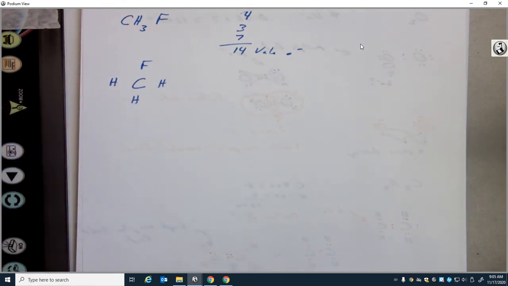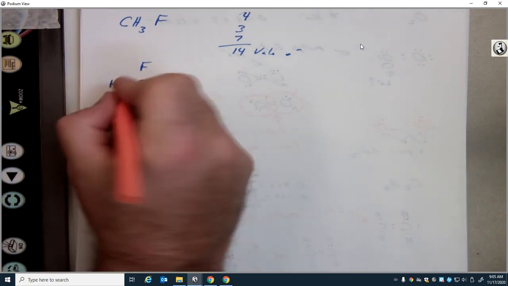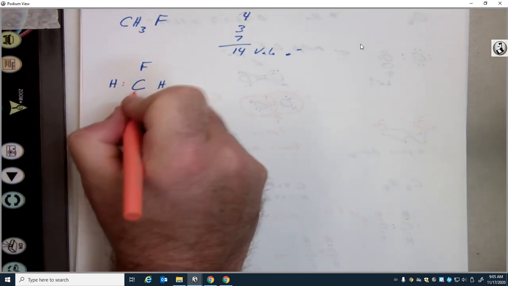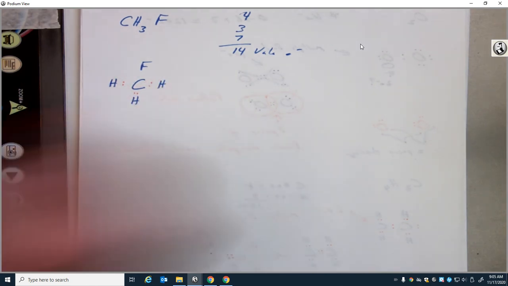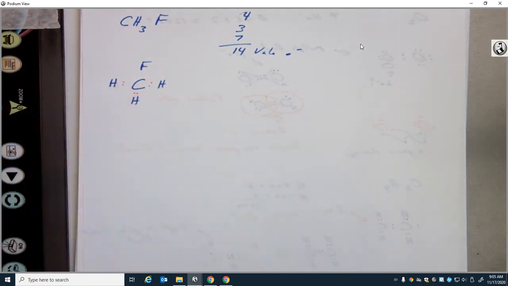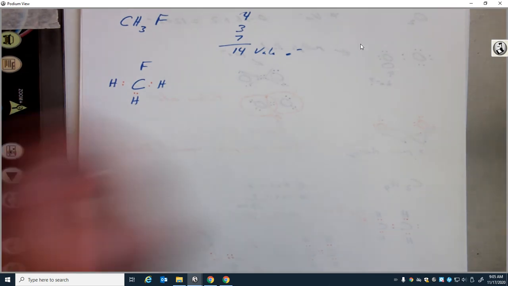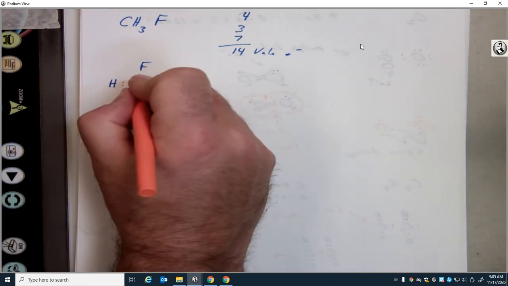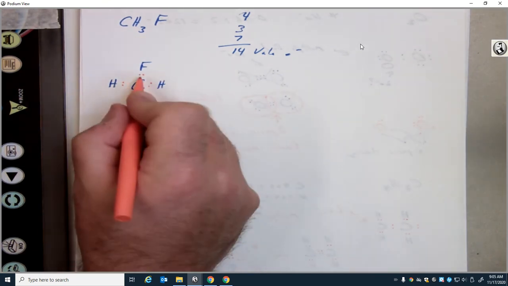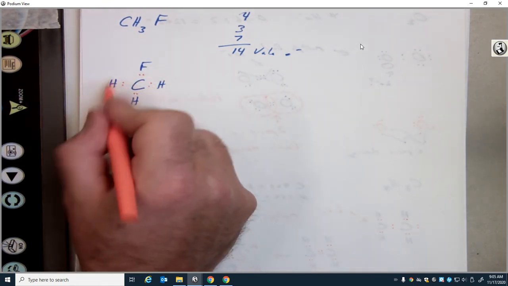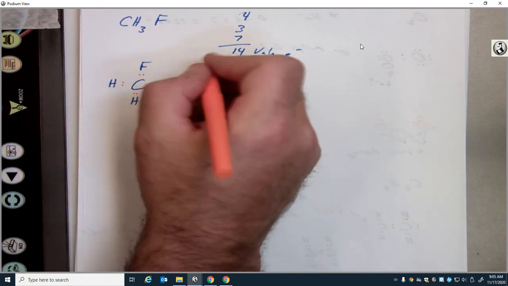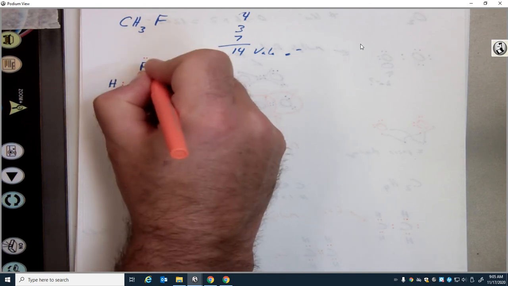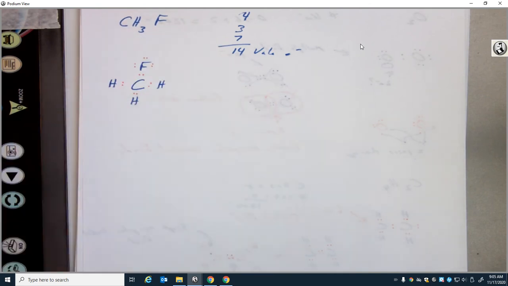Let's go ahead and start placing electrons. We have 14 of them to play with. I know this hydrogen needs 2. This hydrogen needs 2. This hydrogen needs 2. So I'm going to put those in automatically. So that's 1, 2, 3, 4, 5, 6 we've placed already. Carbon, I'm going to make this bond a single bond because that would give it carbon 8. So now I've used 8 electrons. I have 6 more. 1, 2, 3, 4, 5, 6.